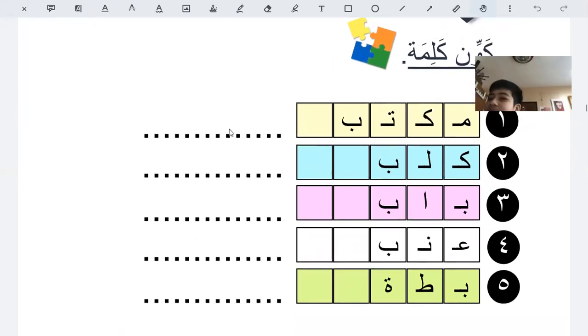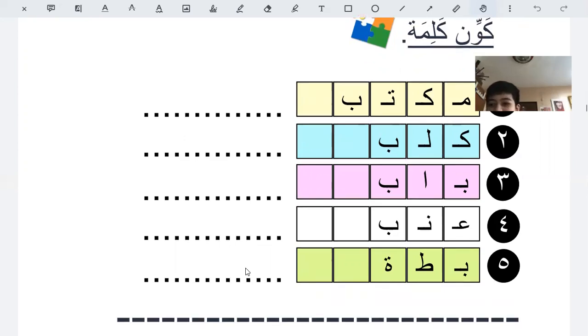Then kawwin kalima, make the word. You just need to join them and they will become a word and then you will tell me their meaning. So what is the first word? Maktab. Good. What does maktab mean? Table. Next. Dog. Next. Bab. Door. Good. Next. Inab means grapes. Okay. Then batta.